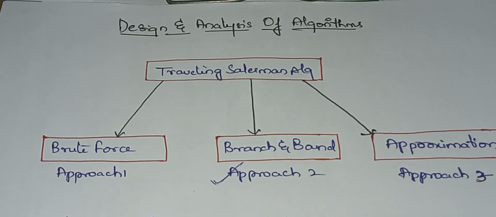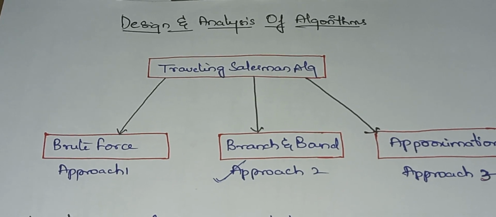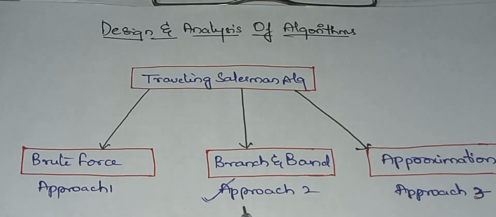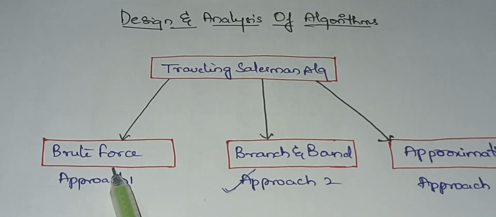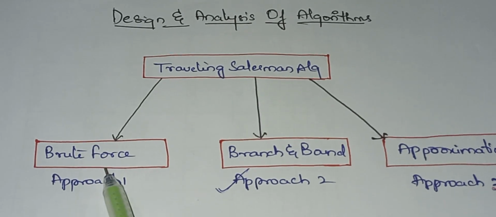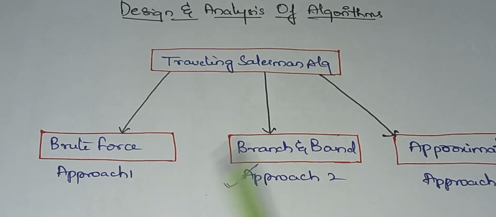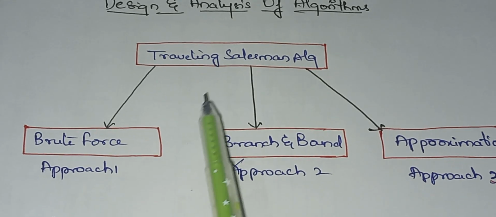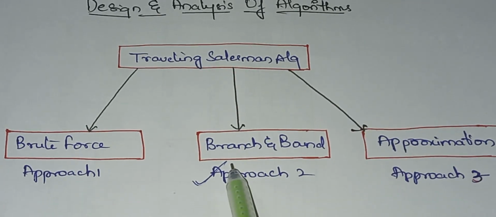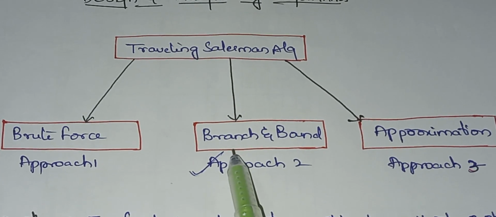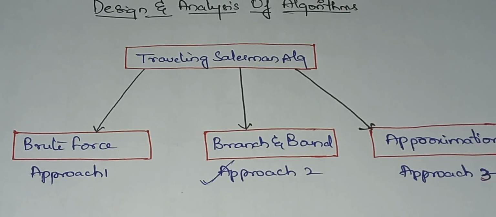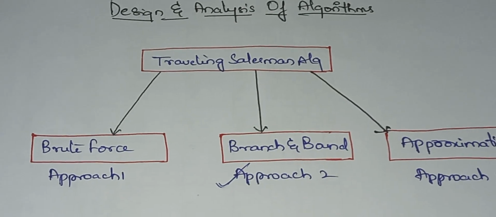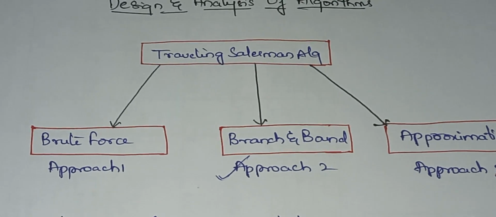So today we'll be discussing the traveling salesman problem using the branch and bound approach. In the last video we discussed the brute force approach, which is the traditional method. Now we'll be looking into identifying the optimal solution for the traveling salesman problem using one of the techniques called the branch and bound approach. In this video I'll be discussing the steps involved in branch and bound, followed by the next video with an example.